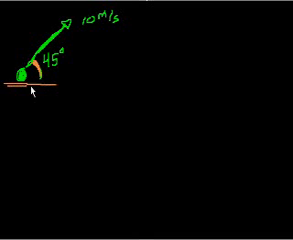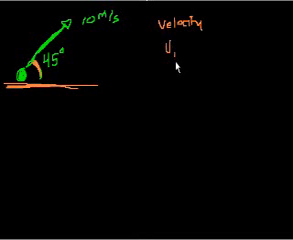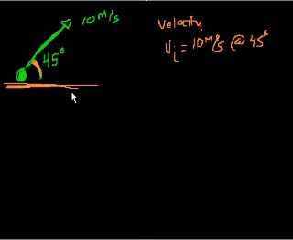This is the ground, right? If I just want to give the magnitude and the direction for this vector quantity, I could say my initial velocity is 10 meters per second at 45 degrees to the horizon or something like that. That would be a legitimate velocity specification, but it's kind of hard to deal with.